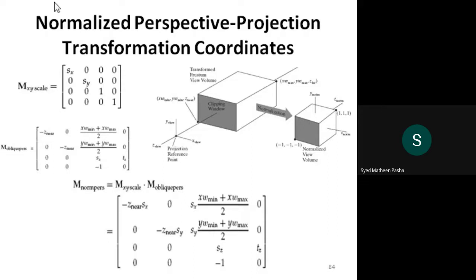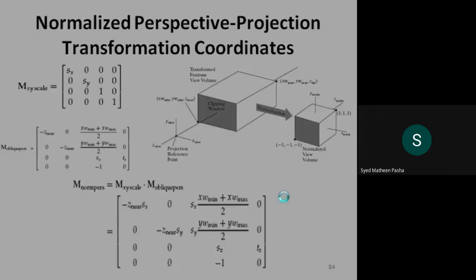So finally, how will I get the normalized perspective with respect to that particular object? I am just taking the product of both the matrices, M xy scale with respect to M oblique perspective. This basically depends on the shearing part with respect to the minimum as well as maximum part. So you can check out here, they are just taking xw minimum plus maximum and then dividing it by two, taking the mean of it. Then you will get a complete matrix with respect to the normalized perspective.